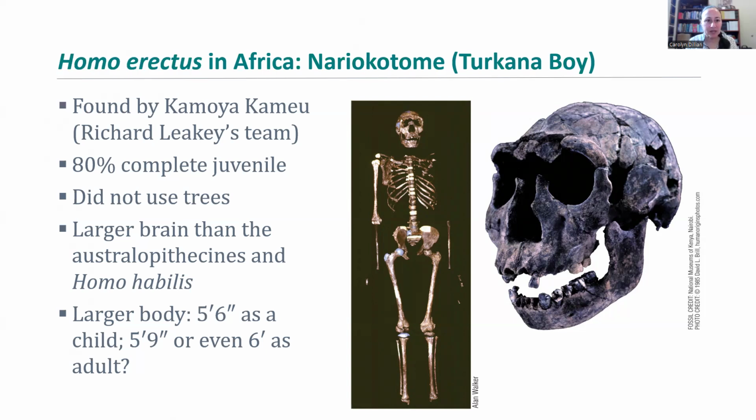It was found by Kamoya Kimeu, who is a Kenyan who worked on Richard Leakey's team, and they found him on the west side of Lake Turkana. So this particular skeleton is an almost complete skeleton of a juvenile boy. You can see this image of the skeleton, it looks really modern. You know, that long torso, fully modern pelvis, fully modern femur angle. The thing that's really different is, from the neck up, it still has some more archaic features.